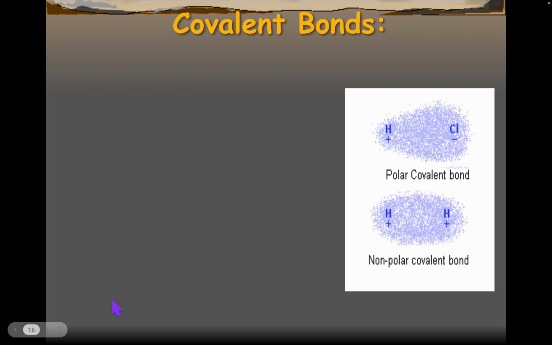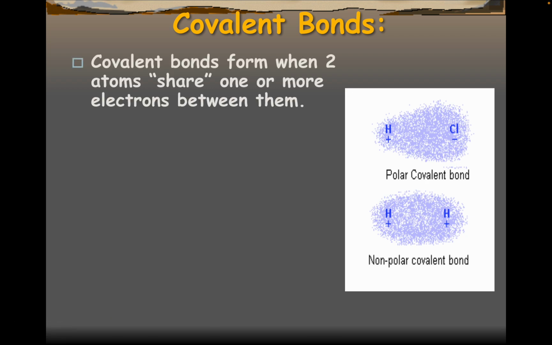Okay. Covalent bonds are the ones that we deal with, okay? And this happens when 2 atoms share one or more of the electrons between them. Okay, and we're going to really highlight this when we talk about water, but we'll take a look here.